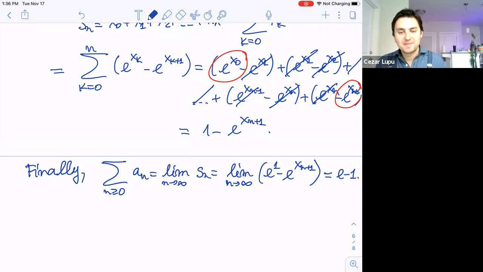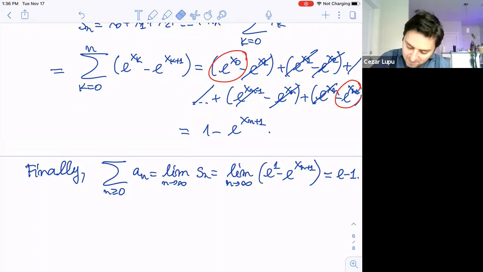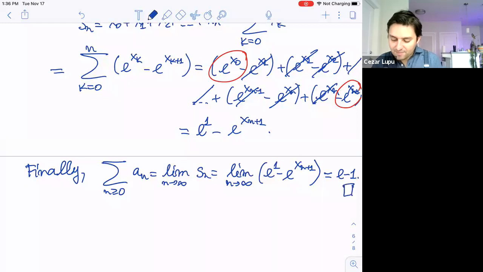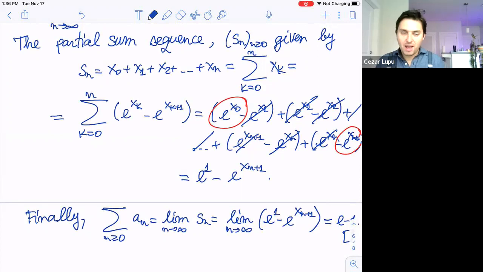Does it make sense? Because I remember the result was e minus 1. I was like, and here is the mistake again. E to the power 1. I forgot to put the e there, and that's it. That's the end of the problem. As you can see, it was a bit involved. You have to write all these details and all this stuff.